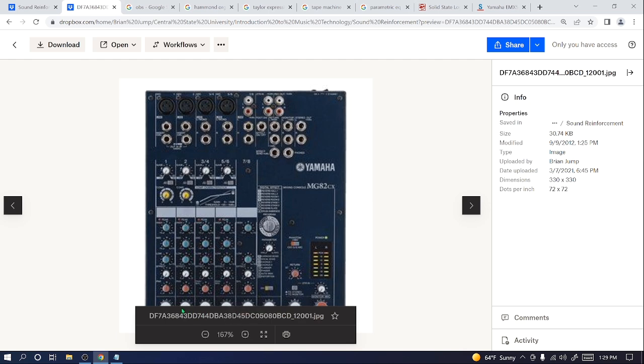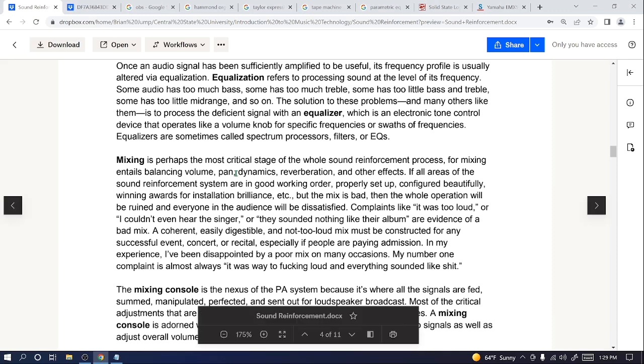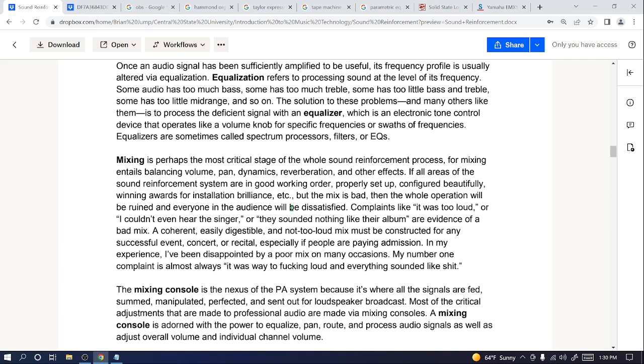Right, so you're adjusting the volume, you're adjusting the pan knob, you're applying EQ, maybe you're routing it over to some effects. Right, the normal stuff that you do in a DAW, you also do with a soundboard and a sound reinforcement system.